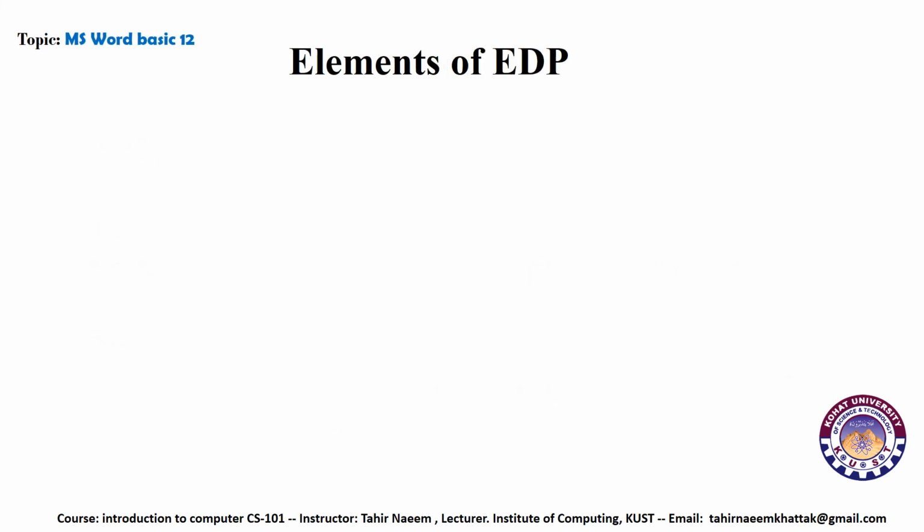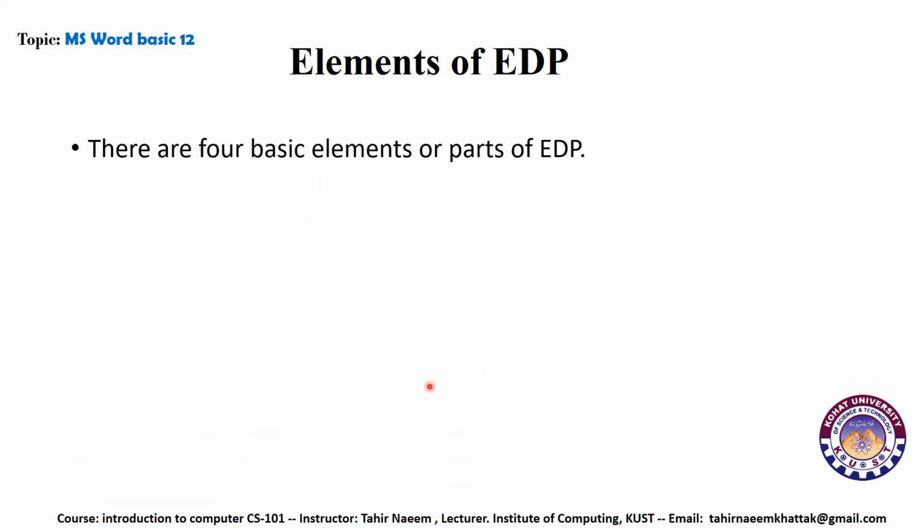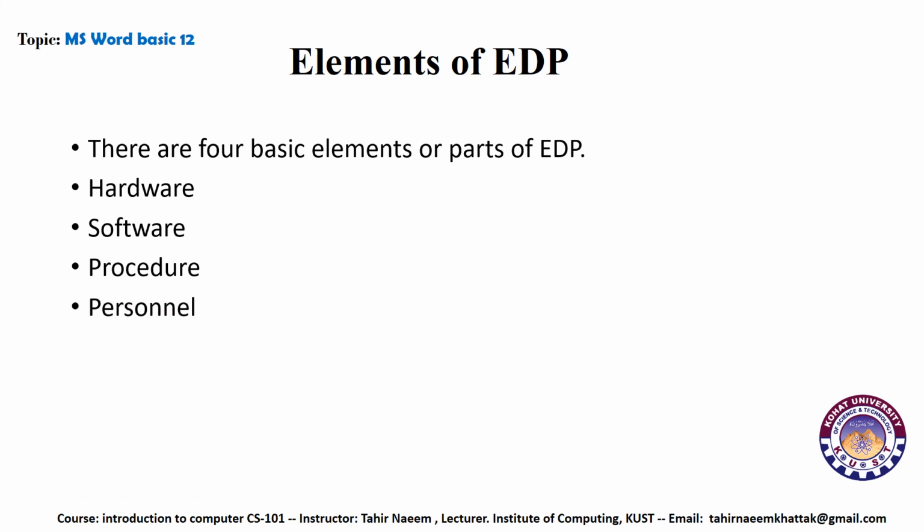Elements of ADP. There are basically four elements of ADP, or four parts of electronic data processing. These four constitute electronic data processing. First is hardware, second is software, third is procedure, and fourth is personnel.